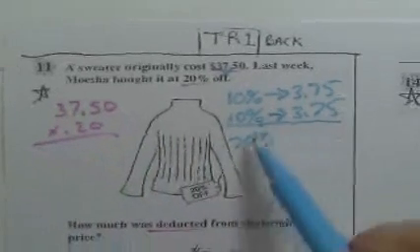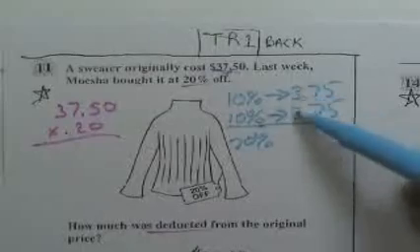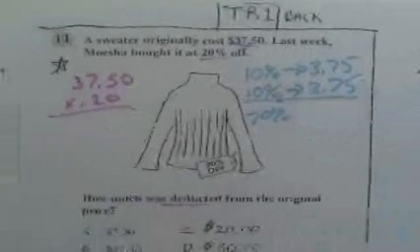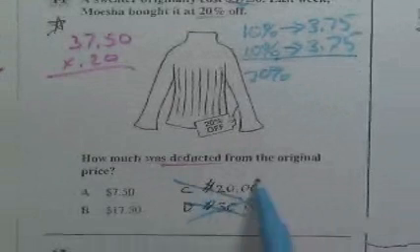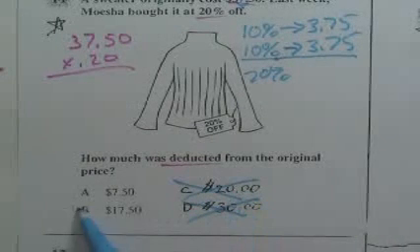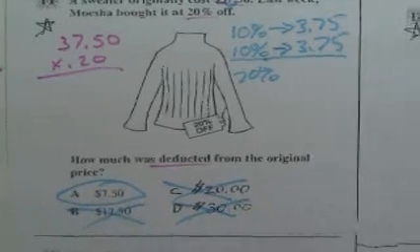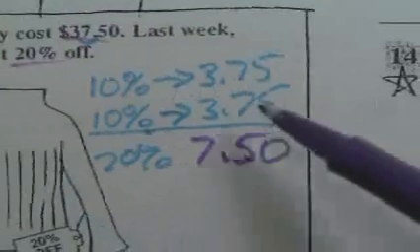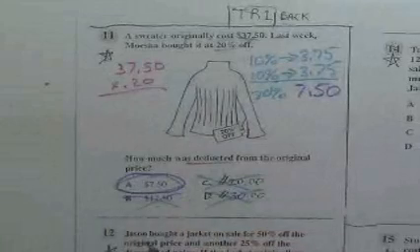But either way, look, if 10% is 3 something, then 20% is about $6 or $7, there's no way it can be $30. If that's out, it couldn't be number C, it couldn't be $20, it can't even be $17. It must be this price. And if I add these together, I get $7.50. And that is our answer, $7.50.